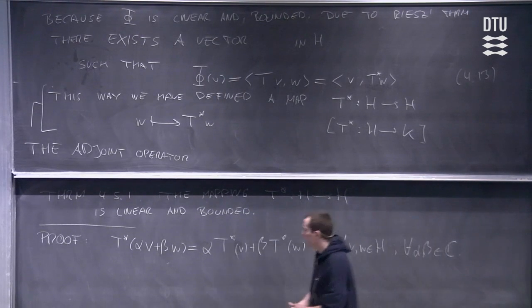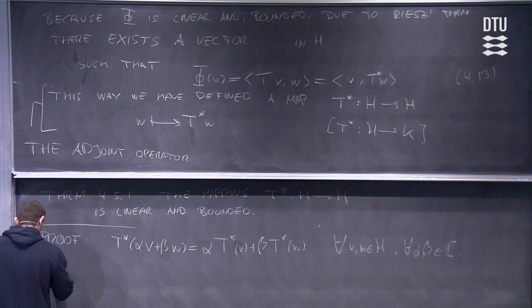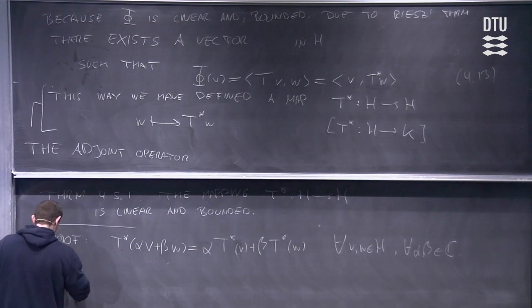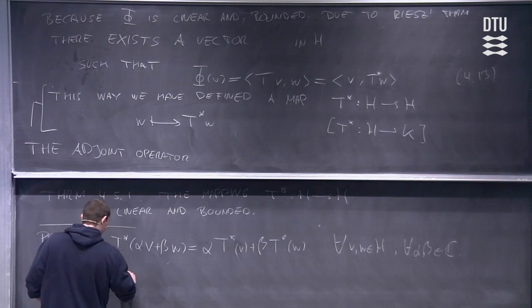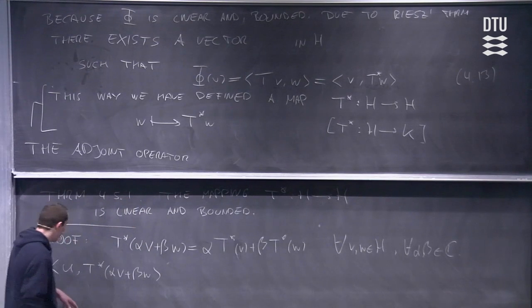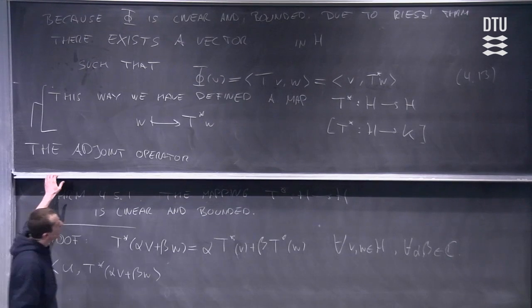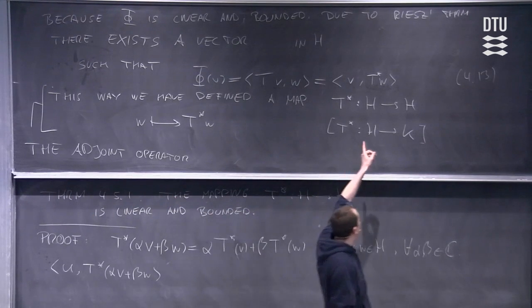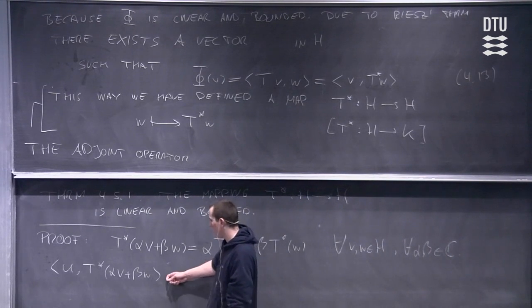So how do you show this? Well, what do we know? We know that, let's call this u, and then we have T star of alpha v plus beta w. This is the only thing we can start with, because this is the only thing we know our adjoint operator satisfies. We only know that this equation up here is satisfied. We don't know anything else. So this is the only place where we can start.